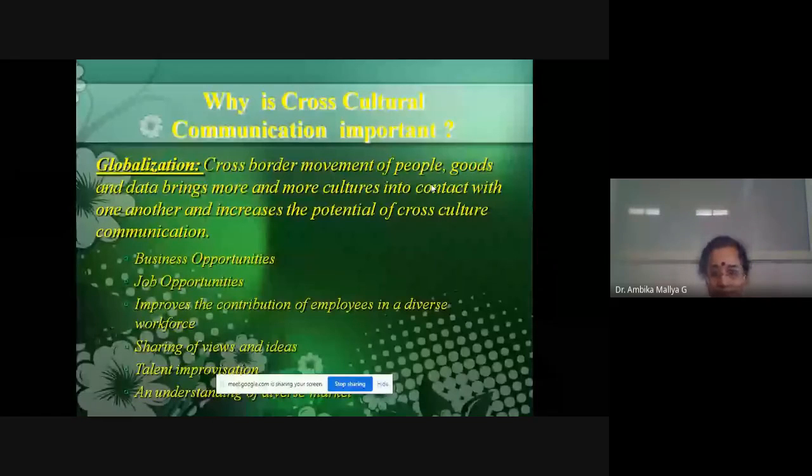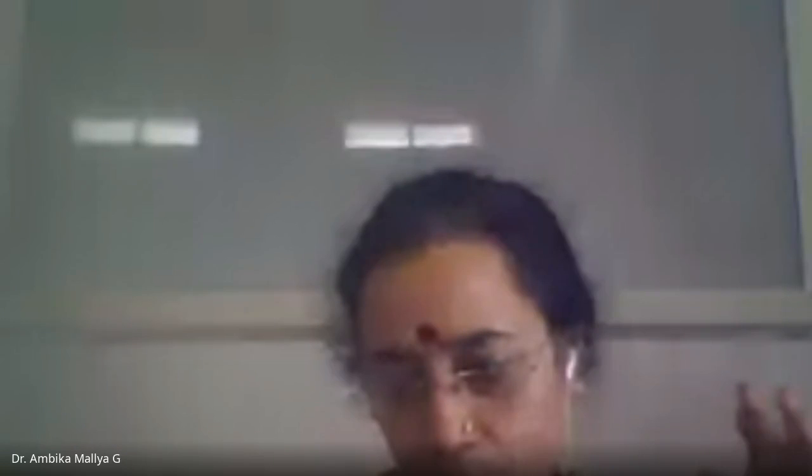When you're culture sensitive, you will definitely be a better team member, and that makes you gel with the other members in a better manner. It's a win-win situation. You learn something, you give something. Sharing of ideas and views becomes easier. Talent improvisation, there is a lot of scope for this, and an understanding of other cultures and differences. So cross cultural communication is very, very important.